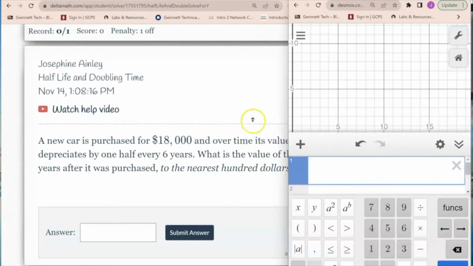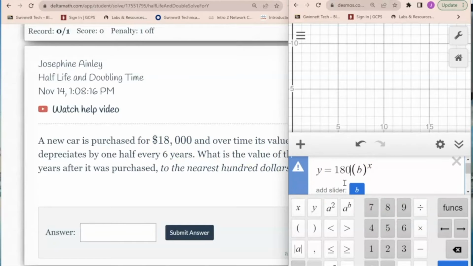All right, so a new car is purchased. So I'm going to write my general formula out. Y equals a, parentheses, b, raised, shift 6, to the x power, so that we are aware of what it is. All right, so a new car is purchased. Okay, so where does that go? Is that my a, b, or x? That's going to be my a. So that's 18,000.